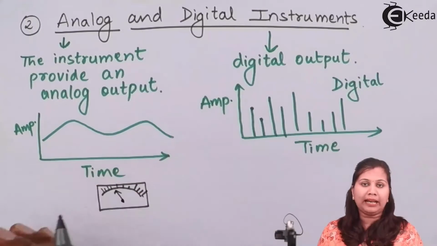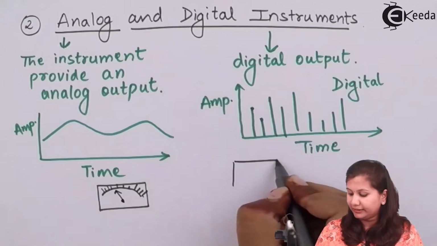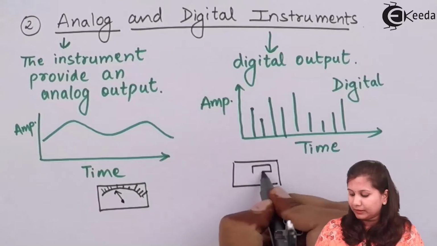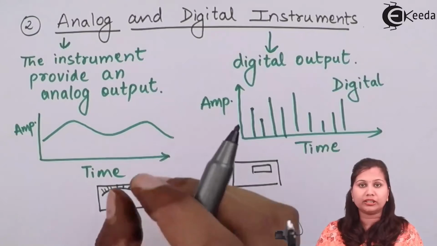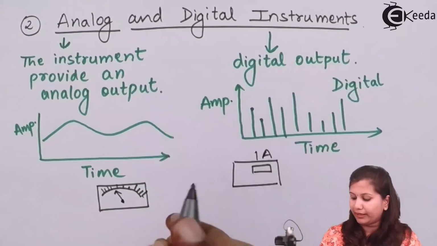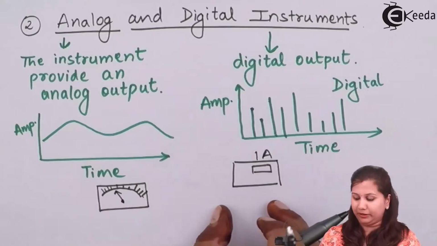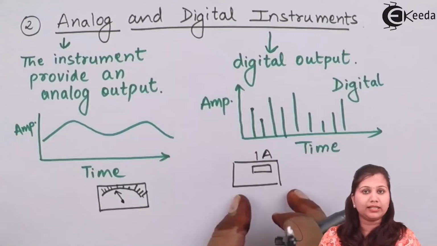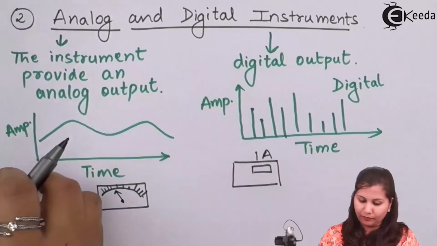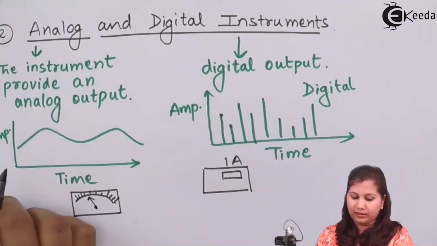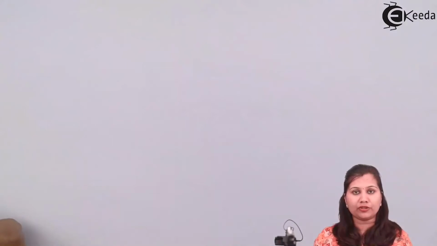In a digital instrument like a digital multimeter, we get the direct reading over the LCD. Like if we are measuring the current, we will directly get the value 1 ampere on the screen of the digital multimeter. So these types of instruments are digital instruments. The next classification of instruments is based upon the process. If it involves a mechanical process, then they are called mechanical instruments, electrical instruments, and electronic instruments.